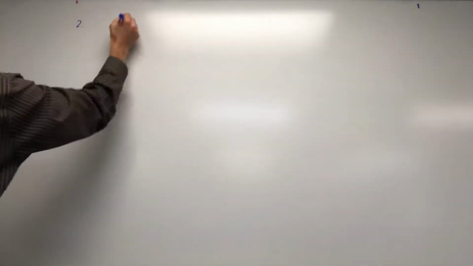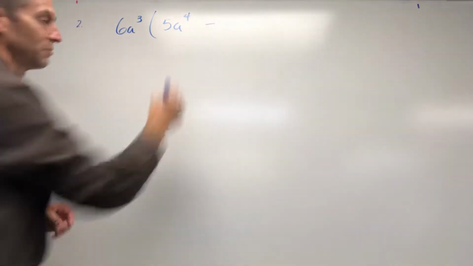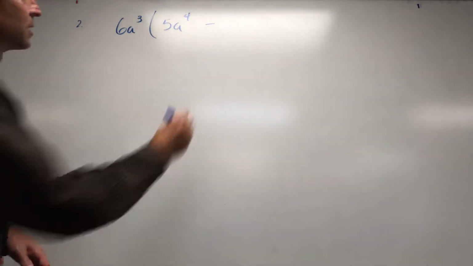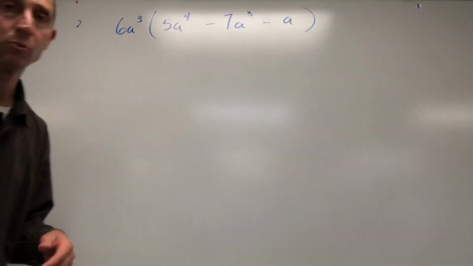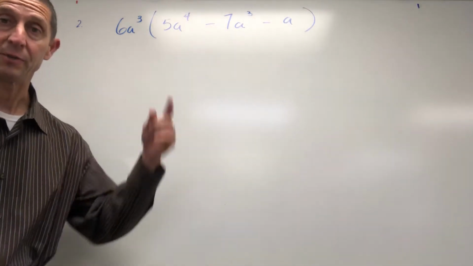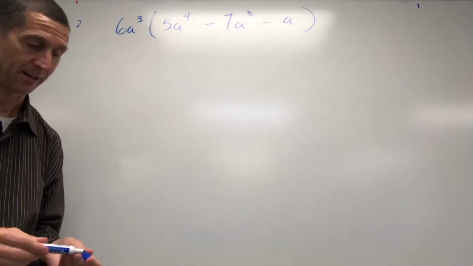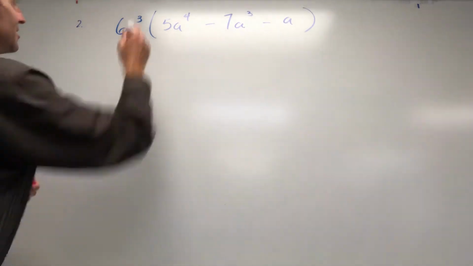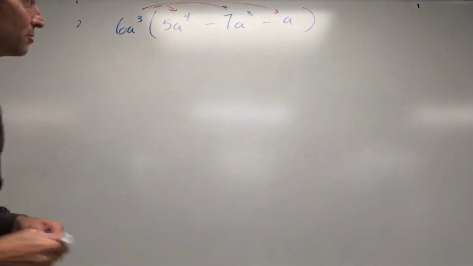Let's put a whole bunch of stuff in there. 6a to the 3rd, 5a to the 4th, 7a cubed minus a. All right, so now we have to distribute. You've got the 6a to the 3rd on the outside. It's hitting everything on the inside. So this 6a to the 3rd hits all 3 of those.